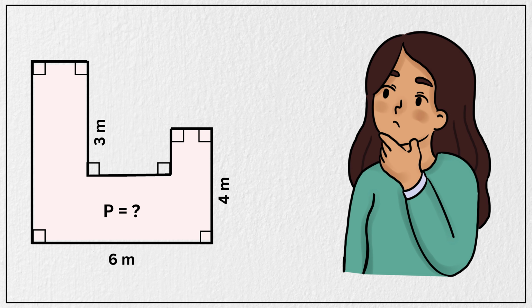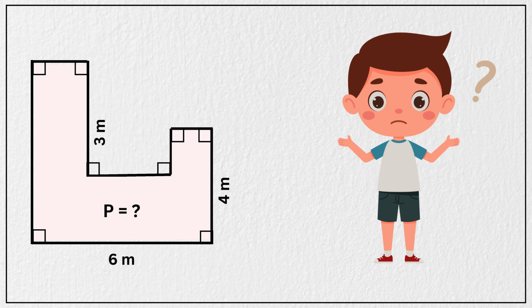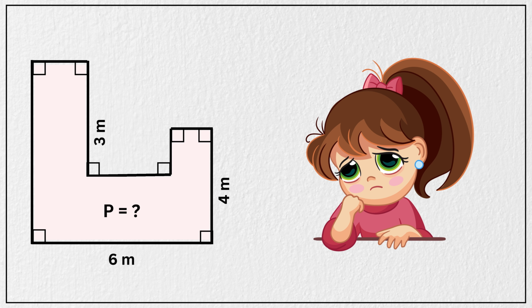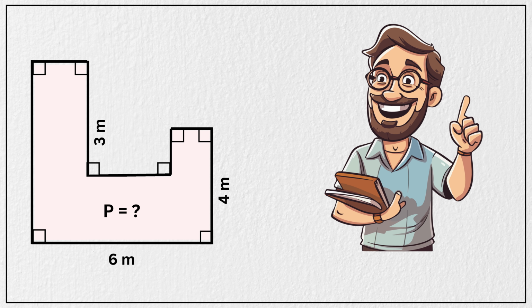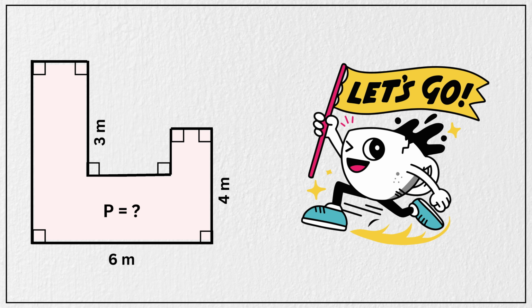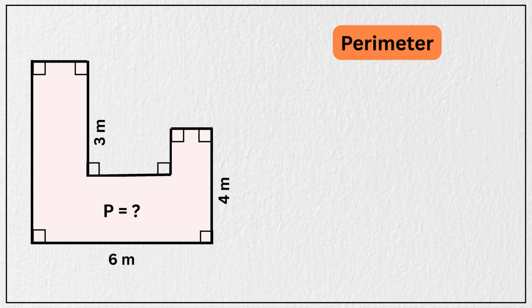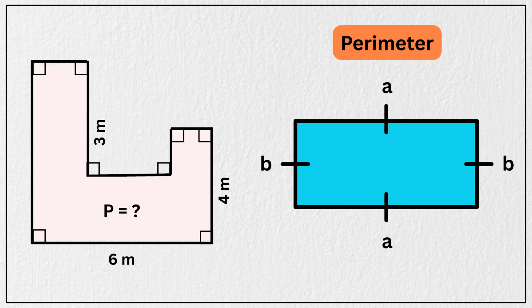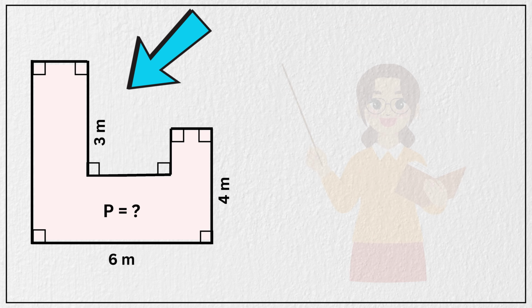Have you ever looked at a shape and thought, how can I find the perimeter when not all the side lengths are given? Don't worry. Today we're going to explore a clever method that helps you solve this kind of problem without needing every single measurement. Let's begin. To find the perimeter of any figure, the general rule is, add up all the lengths of the sides of the figure.